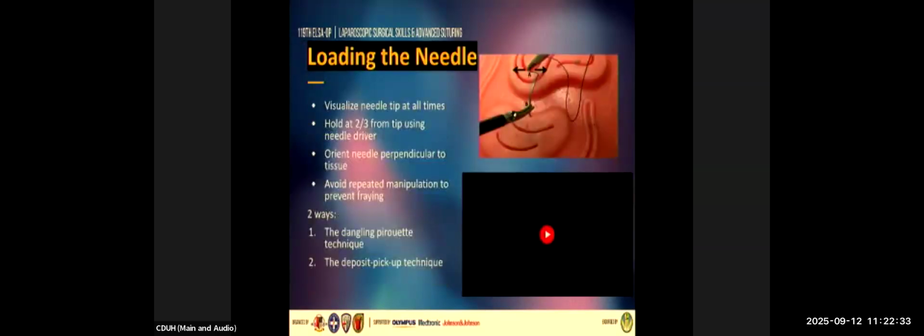Now loading the needle. Number one tip is you always visualize the needle tip at all times. Usually hold it 2/3 from the tip using the needle driver, and you orient the needle perpendicular to the tissue. And you avoid excessive manipulation of the suture to prevent fraying. So there are two ways to load the needle. You hold it at 2/3. You can either use the dangling pirouette technique or the deposit pick-up technique.